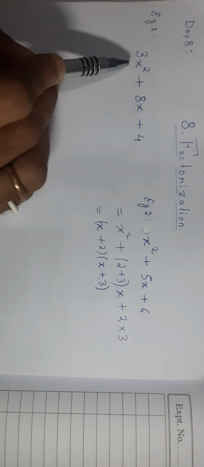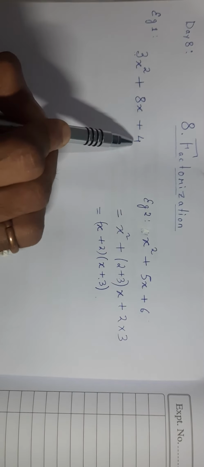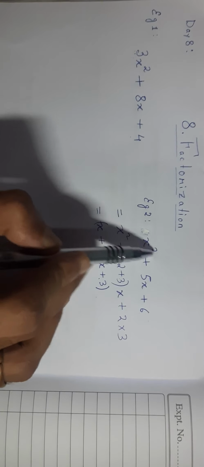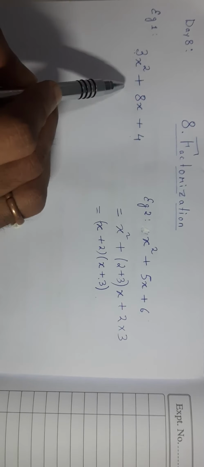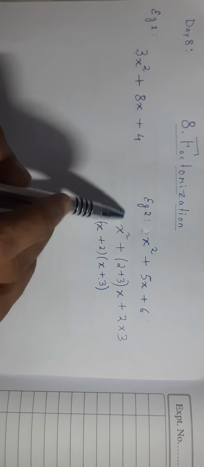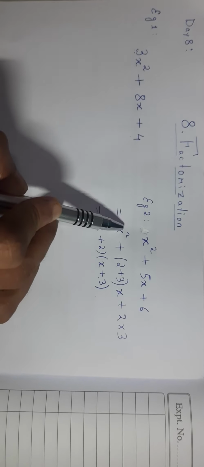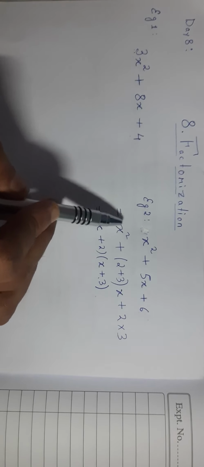Example number 1 is 3x square plus 8x plus 4. Example number 2, x square plus 5x plus 6. Now to understand this variation of question, I have taken two examples, example 1 and example 2, so that it will be easier for you to understand the method properly.